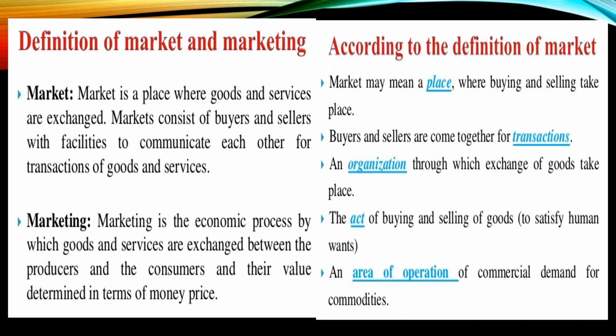So we have here, according to the definition of market: First, market may mean a place where buying and selling take place. Next, buyers and sellers come together for transactions. An organization through which exchange of goods takes place. Then we have the act of buying and selling of goods to satisfy human wants. And lastly, we have area of operation, an area of operation of commercial demand for commodities.